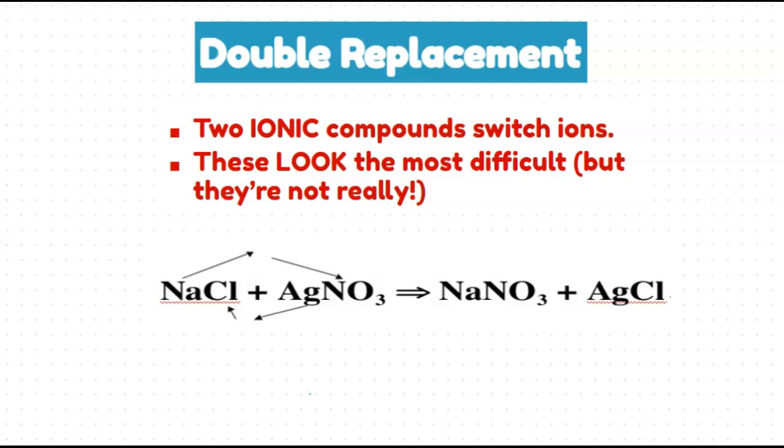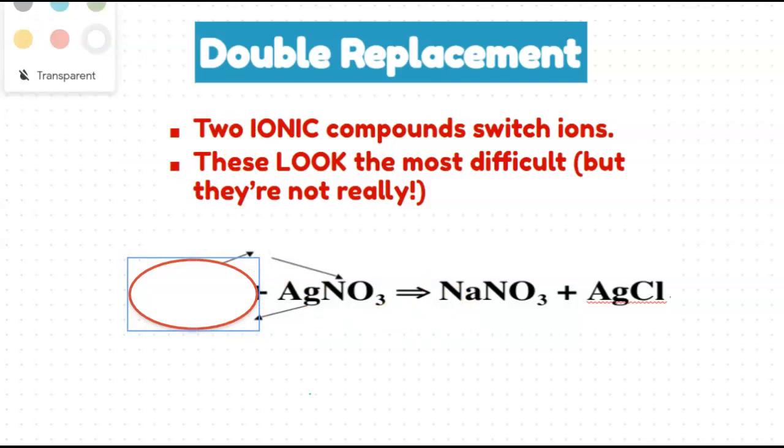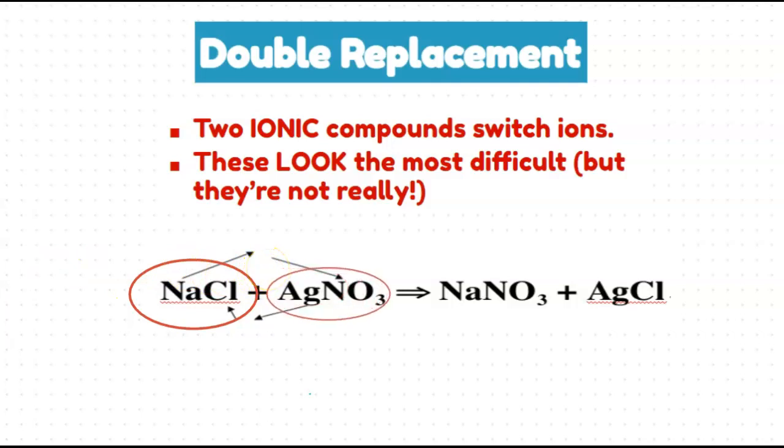The first one we're going to look at are double replacement reactions. Now remember, these are the ones that have two ionic compounds. In this particular example, you've got sodium chloride and silver nitrate. We've looked at these in the past. I've got a metal and a non-metal combination, a metal and a non-metal combination.